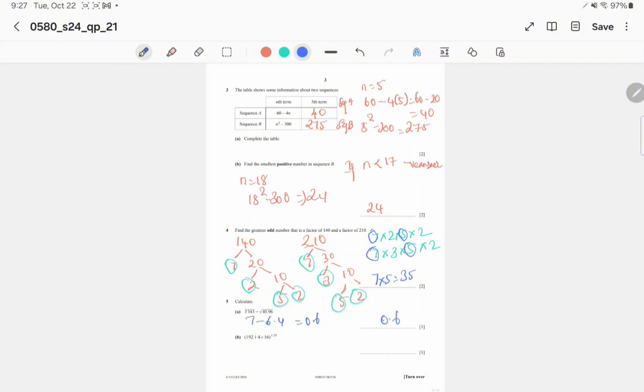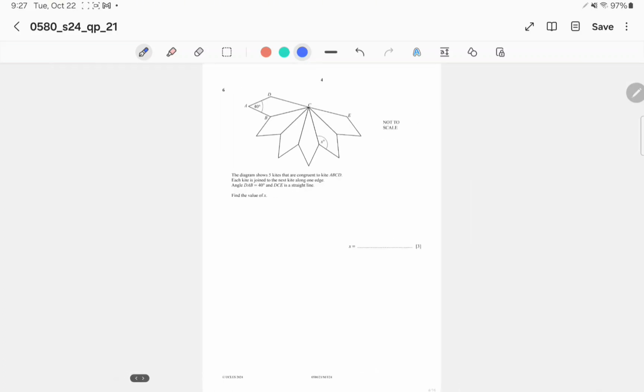Okay, the second question is 192 plus 4 times 16, the whole to the power 1.25. With the calculator I am moving through. The direct answer is 0.1034.009, so I am rounding it to 1034. Okay, next question. I am moving to the sixth question.